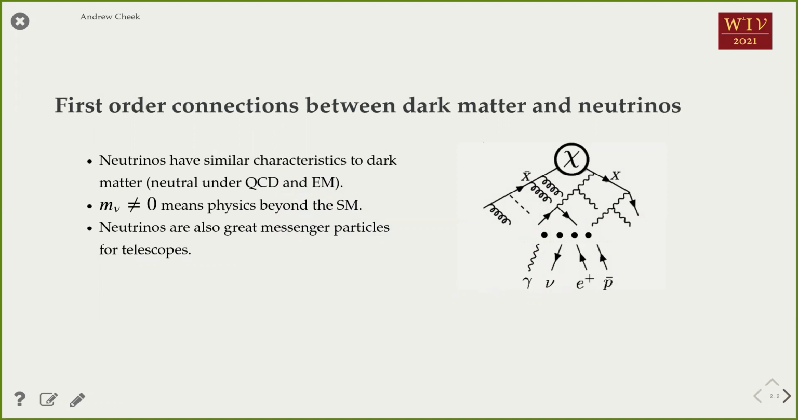I think there are other reasons to be excited by this prospect, and that's because neutrinos have interesting possible connections with particle theories of dark sectors or extended theories with dark sectors. The first order point I want to mention is that neutrinos have similar characteristics to dark matter, i.e. their charges, and also the non-zero neutrino mass means this is a good direction to look for physics beyond the standard model. But also, from a more practical point of view, neutrinos are just a great messenger particle for astrophysical sources, including dark matter.